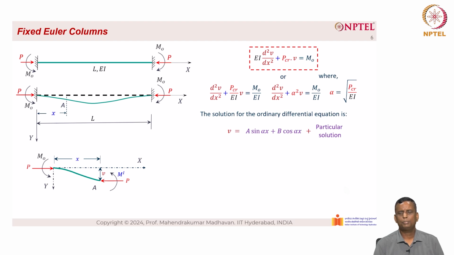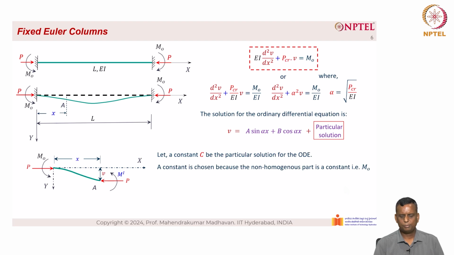Now we talk about particular solution. In particular solution, let a constant C be the particular solution for the ordinary differential equation, also known as ODE. A constant is chosen because the non-homogeneous part is a constant, that is m naught. So we have d square v by dx square plus p critical divided by ei into v equal to m naught by ei. So substituting C for v, we have d square c by dx square plus p critical by ei into c equal to m naught by ei.